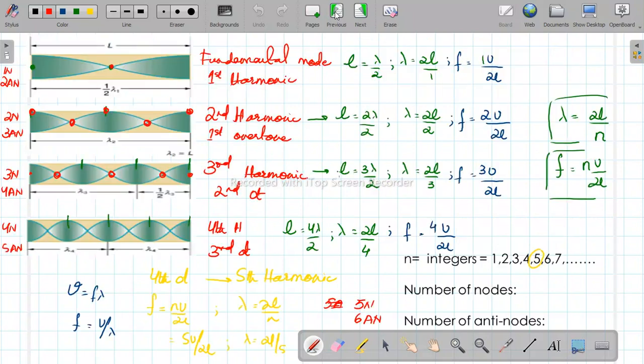But in this case, suppose I know the fundamental frequency is 1 times V over L. Then the second harmonic is 2 times V over L. Third is 3 times V over L. So I can generalize this and write it like this as well.